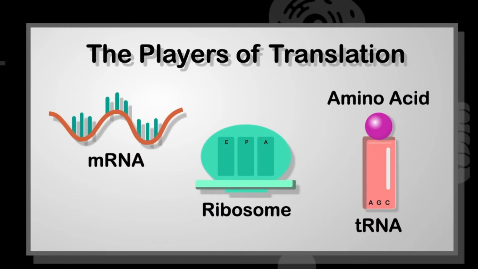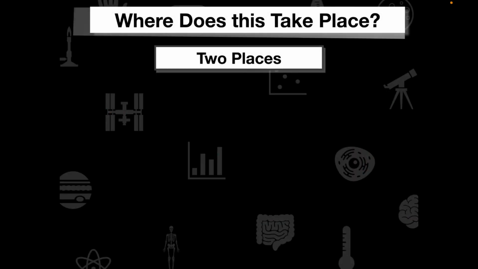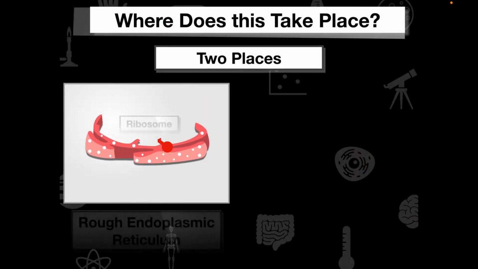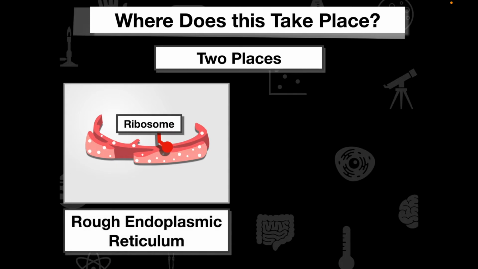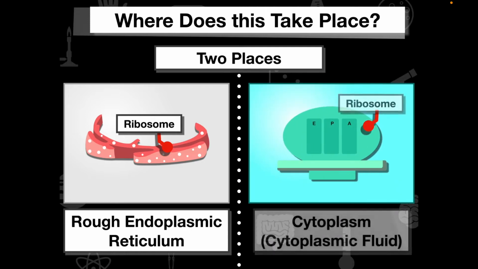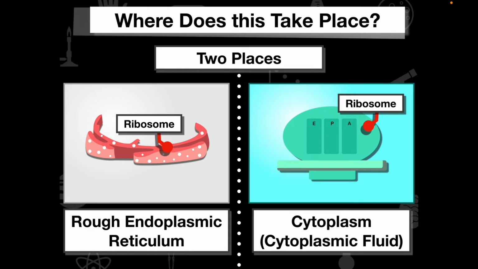Now there are also going to be players in translation, which we went through and discussed before. We have mRNA, the ribosome, our tRNA, and the amino acids which are attached to our tRNA. Now if we're thinking about where does this take place? Well, it's going to take place either in the ribosomes along the rough endoplasmic reticulum, or in the cytoplasm, in the cytoplasmic fluid, again in a free-floating ribosome.